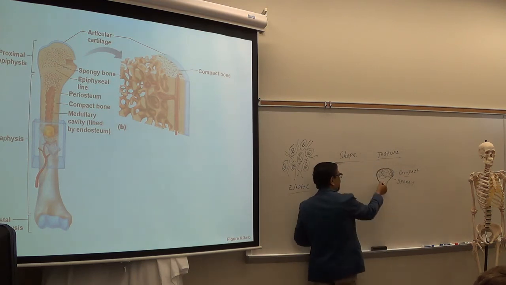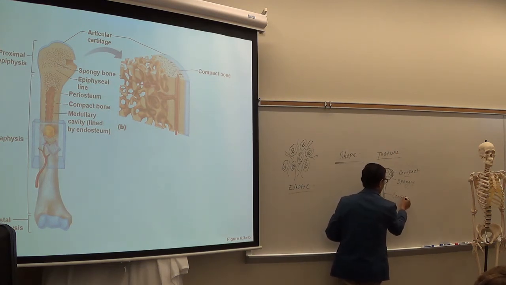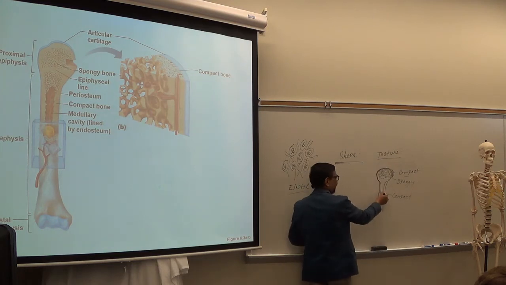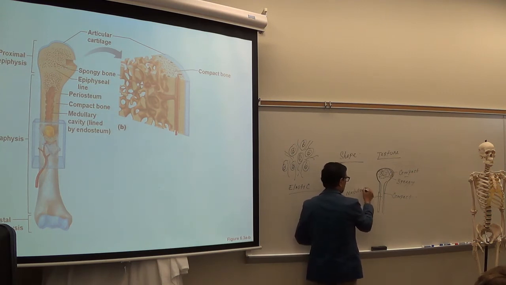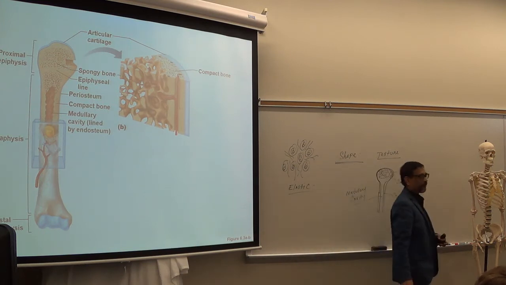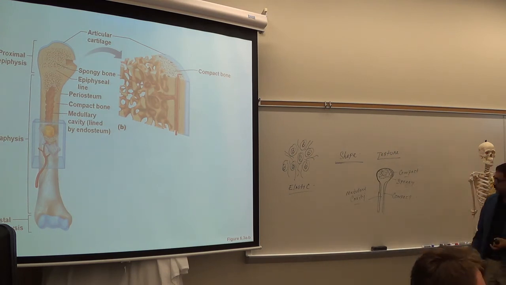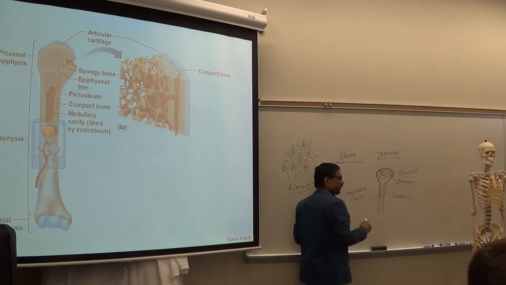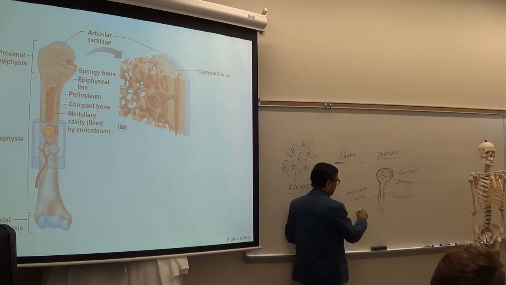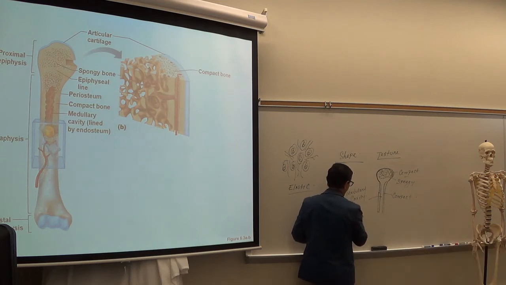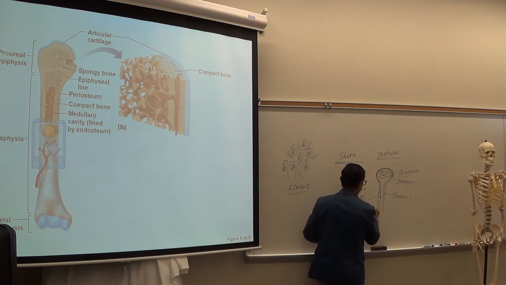In the shaft part, you have mostly compact bone. And inside the shaft, you have a cavity. This is compact bone, and the cavity inside the shaft is called the medullary cavity. This cavity contains bone marrow.